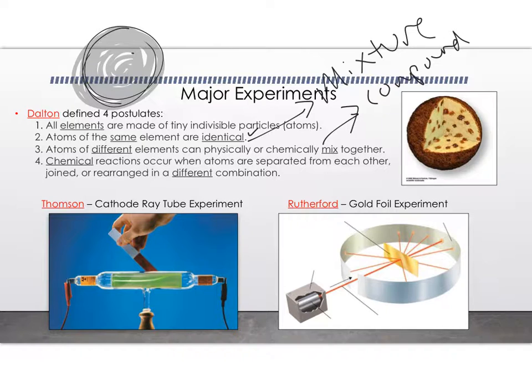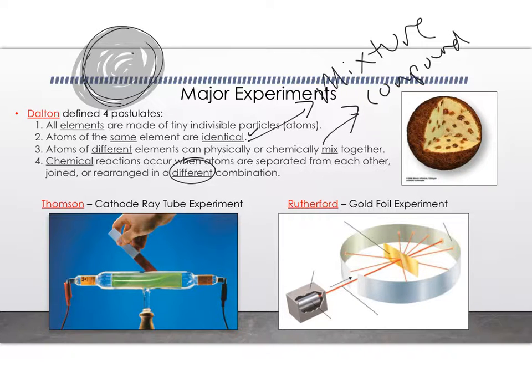And then he also determined that chemical reactions occur when atoms are separated from each other, joined, or rearranged in a different combination. So you are changing the compound at the end. And any reaction is a chemical reaction, so you're changing what the substance is composed of at the end.